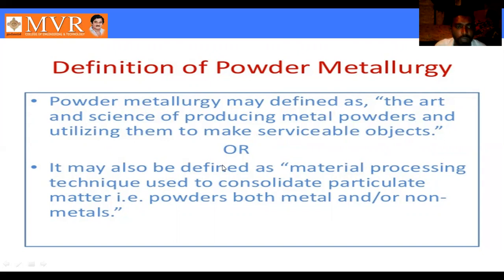It may also be defined as a material processing technique. It is one of the material processing techniques used to consolidate particulate matter, powders of both metals and non-metals. Simply, we can call it the art and science of producing metal powders, and by using these powders to make several objects is known as powder metallurgy. We can make so many objects using powder. So this is the definition of powder metallurgy.